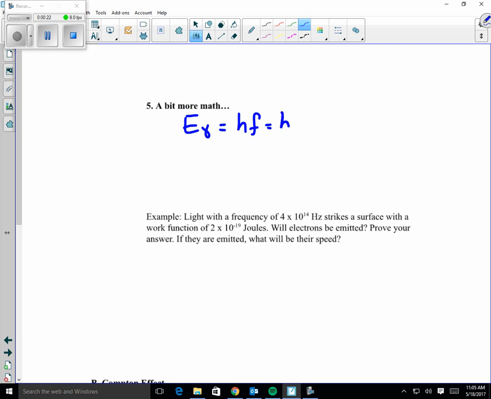frequency, or we can use hc over lambda. h is a constant. It's 6.63 times 10 to the minus 34th joule seconds. And if you remember, c is the speed of light, so 3 times 10 to the 8th meters per second.